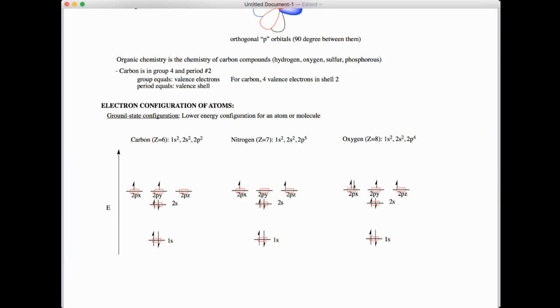I'm sorry, I have a question. Isn't it for nitrogen the last one, 2p3 instead of 2p5? Yes. Mm-hmm. Yeah.